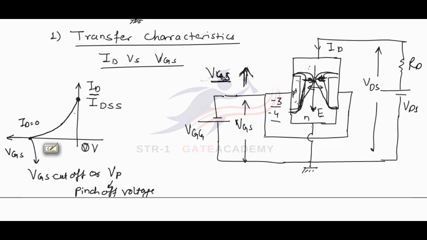These are the transfer characteristics of an N channel JFET. There will be similar characteristics for a P channel JFET. For a P channel JFET, the characteristics will be like this. We will apply positive VGS in order to make the gate to source junction reverse biased. Now we will draw the drain characteristics for the JFET.